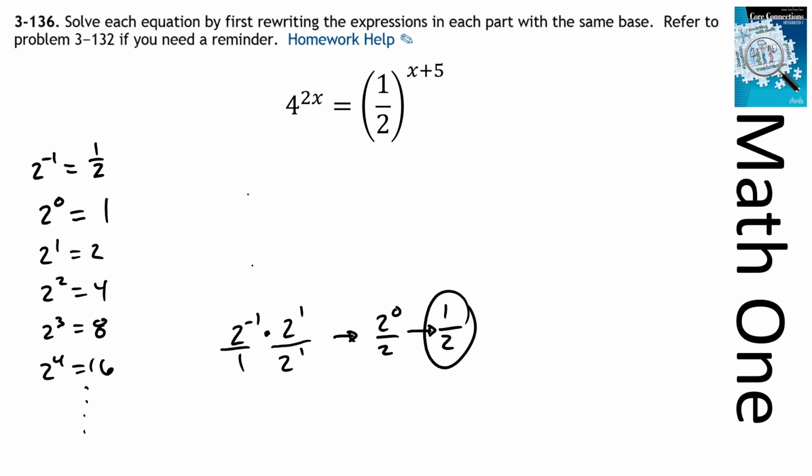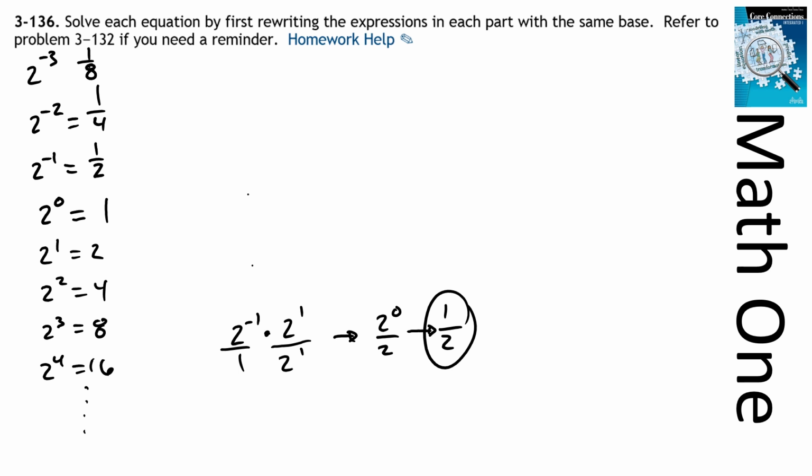But now that there are patterns there, I might try and focus on that. 2 to the negative 1 is 1/2. 2 to the negative 2 is going to be 1 over 2 squared, or 1/4. 2 to the negative 3rd power is 1/8. Now, the values that we want to focus on are right here.